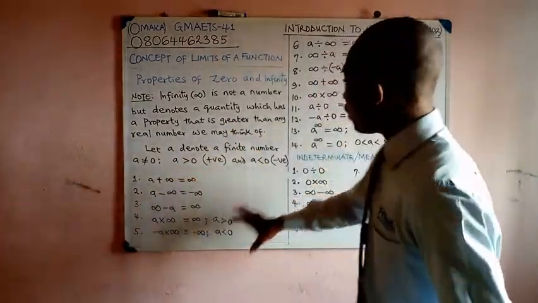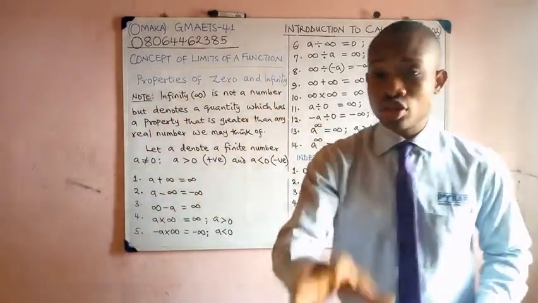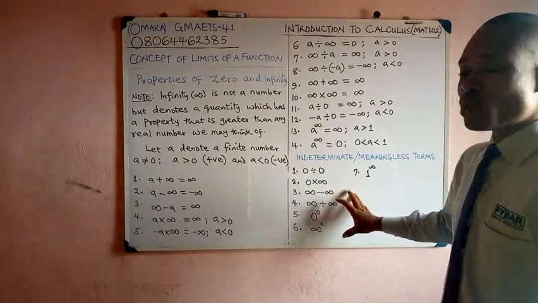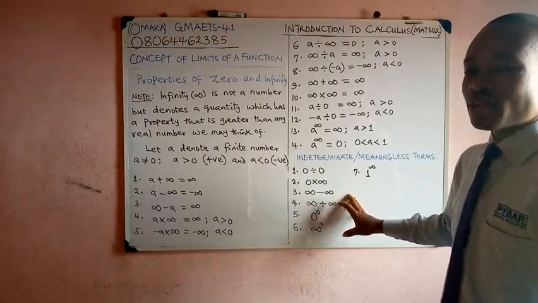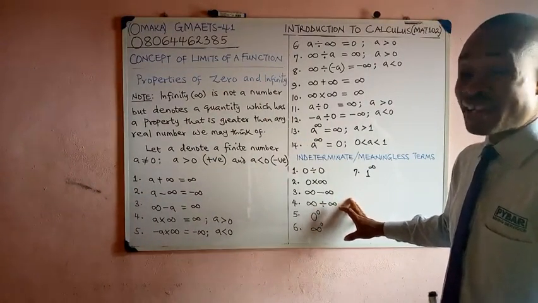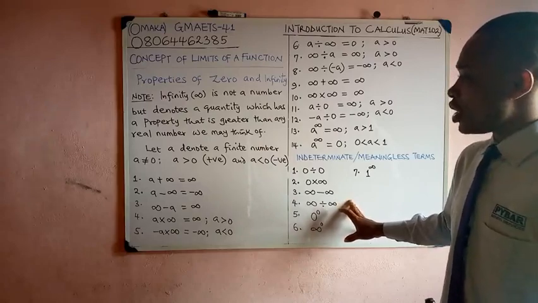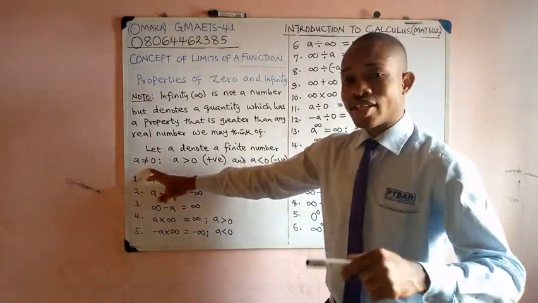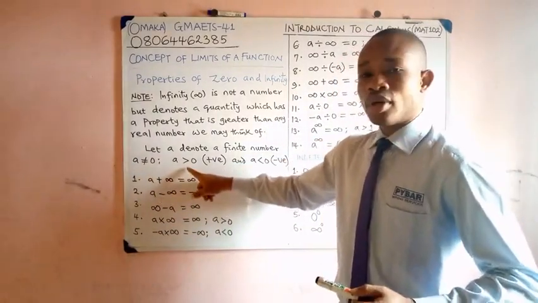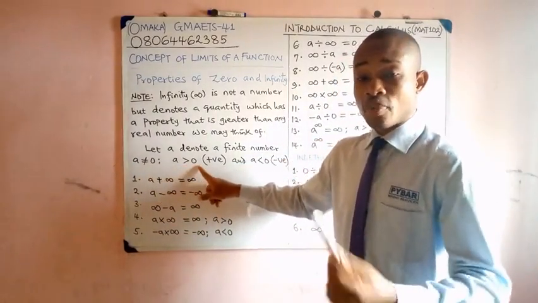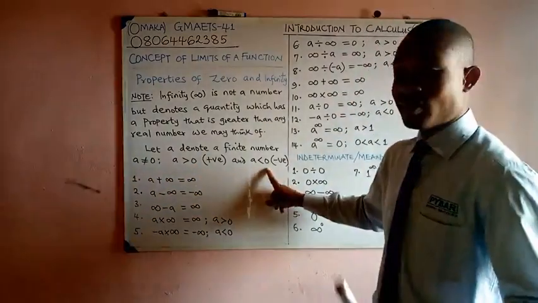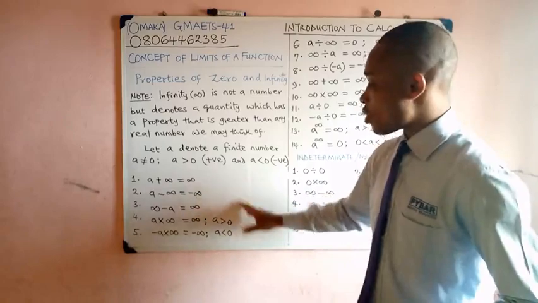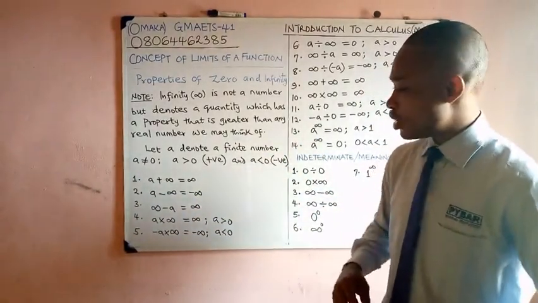Now we have properties of 0 and infinity that you should know. We have 14 of them, and then we have others that lead to indeterminate terms, meaningless terms. So you can't even get your result. They don't have answers, alright? And in these properties from 1 to 14, it's on the condition that a is not equal to 0. Then a can be greater than 0, which is a positive number, or a can be less than 0, which is a negative number. Expectedly, please, you have to memorize these properties as much as you can.